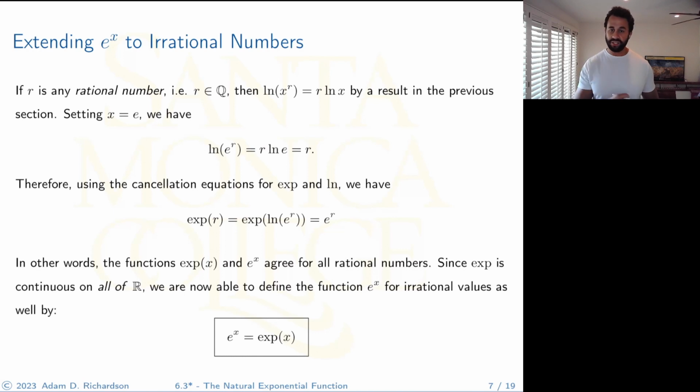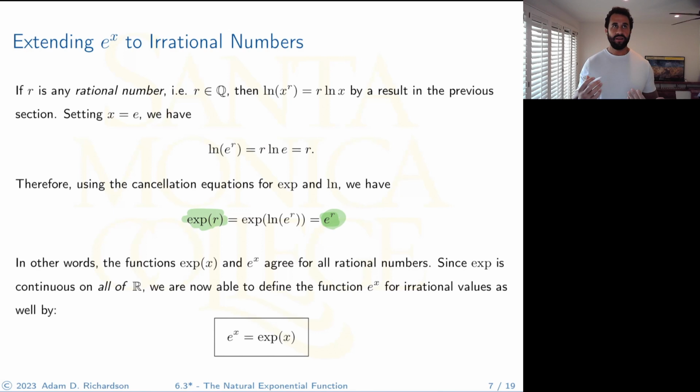So we can use the cancellation equations that we just talked about a moment ago to get this result. The exponential of r is the same as taking the exponential of the log of e to the r, and by the cancellation equations, we get that that's equal to e to the r. All right, so let me highlight something here. What's happening with these steps is that we just showed that our exponential function that we just defined today is equal to this function, e to the r, for any rational number r.